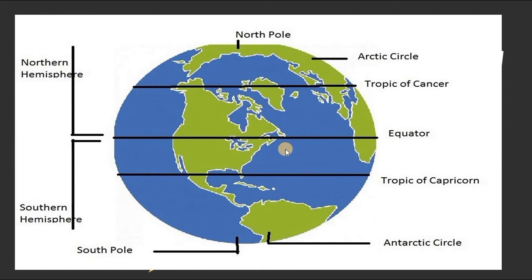You can see in this picture that it's our North Pole and it's our South Pole, and this is our equator. An equator divides our Earth into two hemispheres, that is, this is our North Hemisphere and this is our South Hemisphere. So we call it Northern Hemisphere and Southern Hemisphere. You can see Arctic Circle, it's here. Tropic of Cancer, Equator and Tropic of Capricorn, and at the last Antarctic Circle.